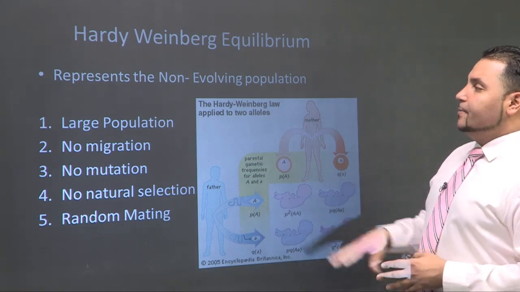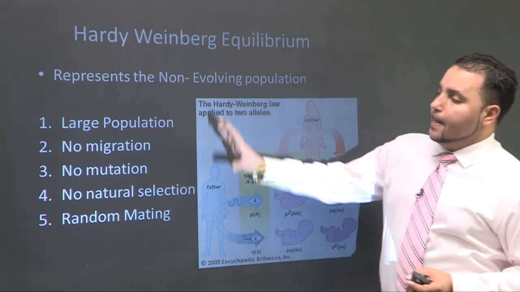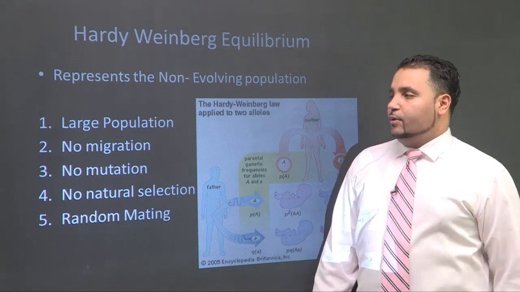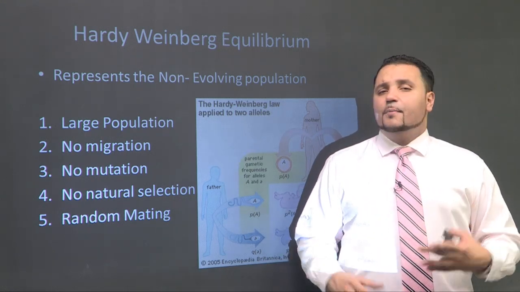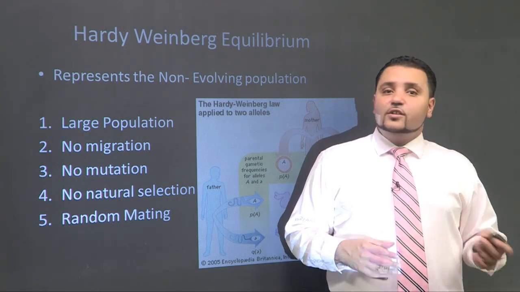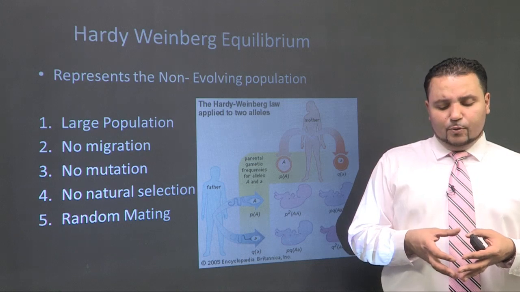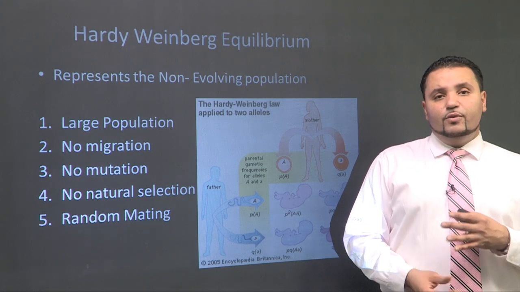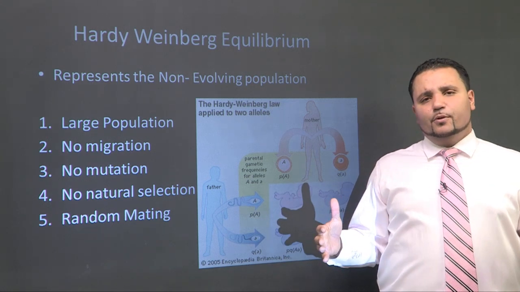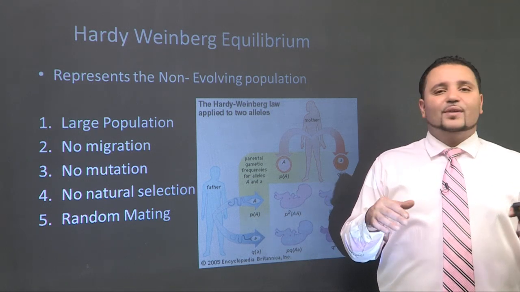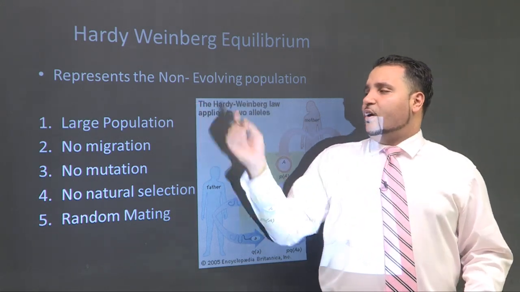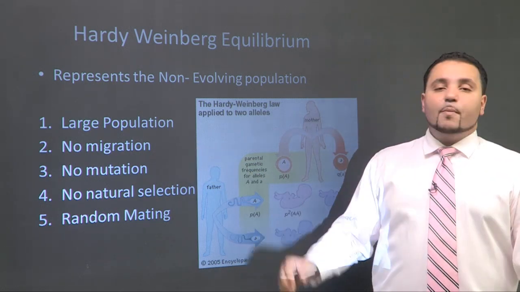So for example, right, this is going to represent the non-evolving population. These are the 5 points that every AP Bio student needs to know. The Hardy-Weinberg equilibrium has to have a large population, because large populations tend to not evolve as quickly as small ones. Small populations have smaller gene pools, so very small changes will lead to big evolution. But if you take a really big, large gene pool, okay, when there's only one change, it makes no real difference, no significant difference. And so the large population will not evolve, or be very slow at evolving. No migration.